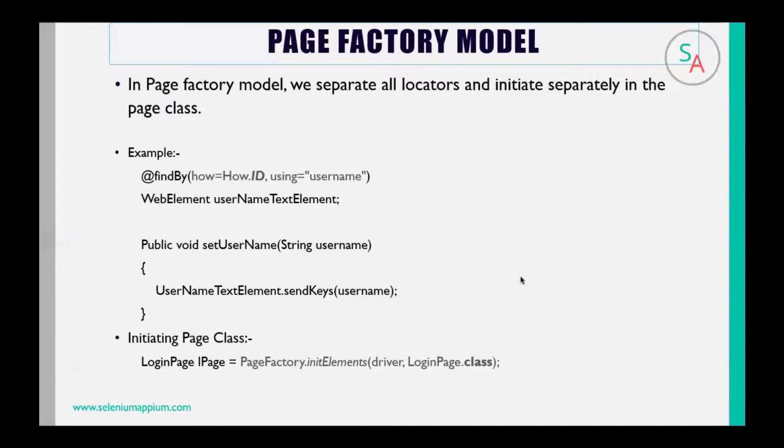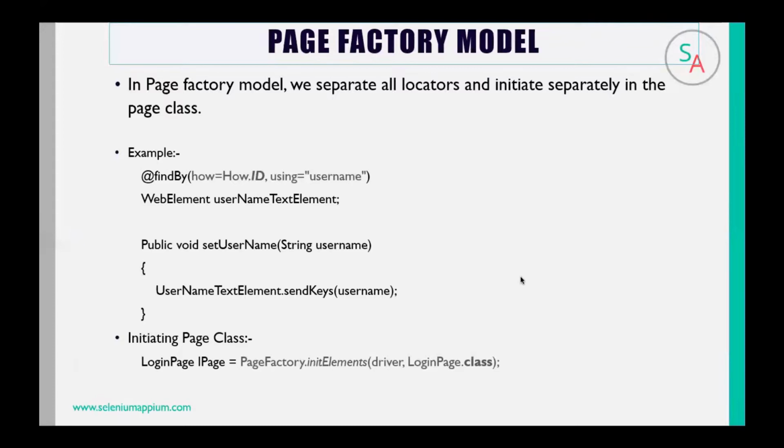by using a find by annotation, which takes two properties. One is how and the other one is using. In the how, you mention which locator you are going to use, that is ID or XPath or name or any other locator, by saying how.id, how.xpath, how.name. In the using, you have to mention the value of the locator. You have to apply the same approach whenever you need a web element.